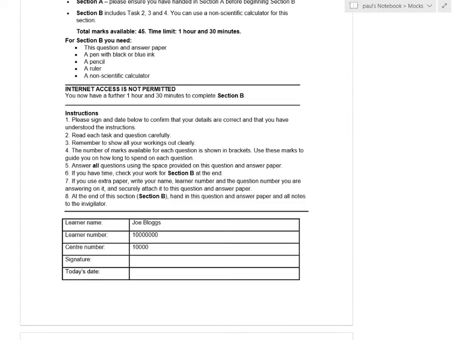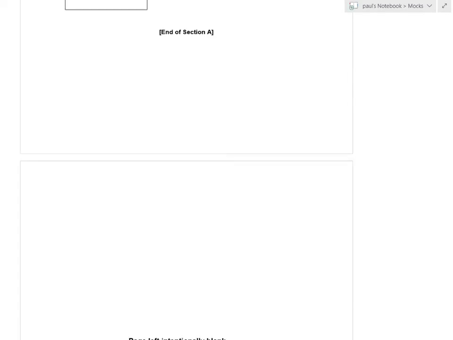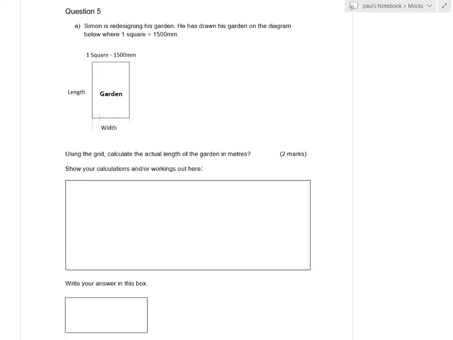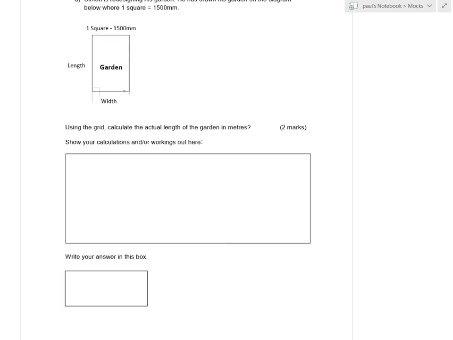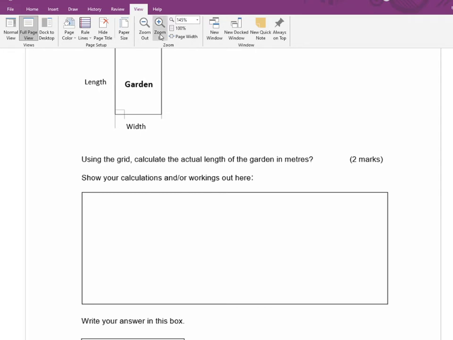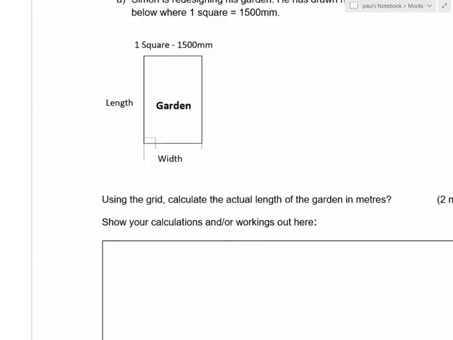Maybe it's an addition. Is there something else on this? End of section A. All I can see is that tiny little square there. Maybe this is supposed to be all thing, but it didn't come out. Let's make it bigger. Zoom. No, zoom. Okay, it's grid. I'm going to have to guess here. Yeah. I'm going to have to go 1, 2, 3.